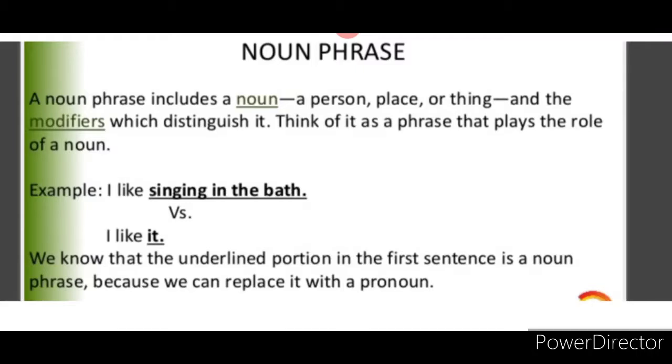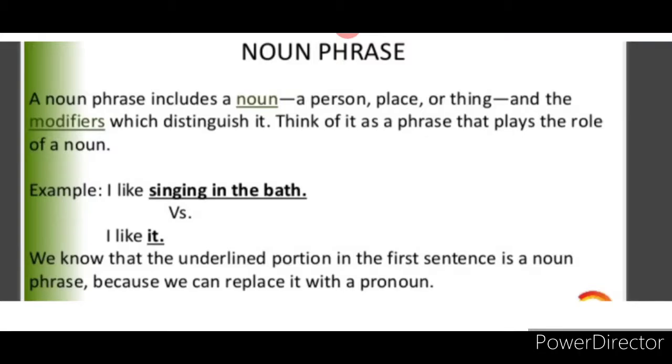By seeing the example you will understand. I like singing in the bath. Some more examples I would like to give you. The white car. We all know car is the noun, so it is getting modified by saying the white car. Next, my English teacher. Here my is the modifier. The bookshop. The is the modifier. Then, the pink house is for sale. The pink house. That is the modifier.